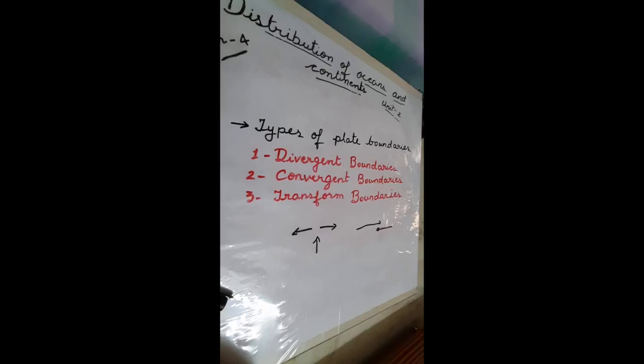This process is also known as subduction. Besides volcanism and shallow to deep focus earthquakes, these boundaries also produce deep trenches, basins, and folded mountain chains. Third is fracture zones. There is neither creation nor destruction along the transform faults. The lithospheric plates slide past each other.